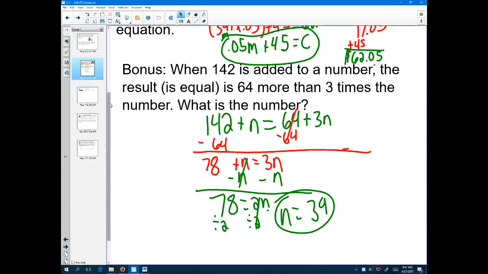Plus 64. So they are the same. Yeah, it is. You got 181 and 181. They're the same. You guys are way overthinking it.